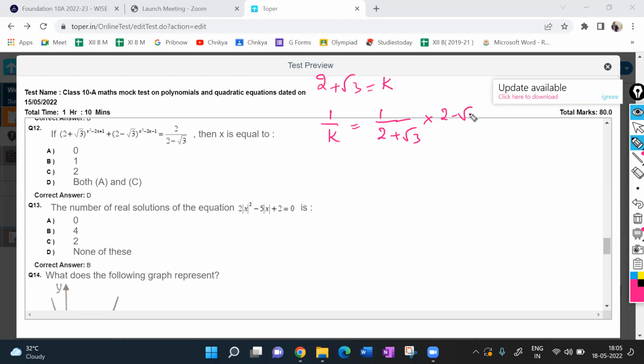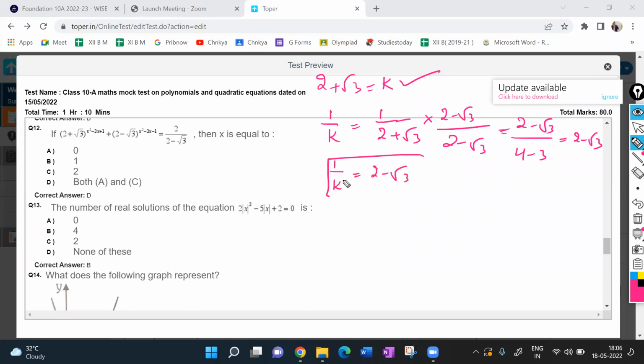Rationalization, how do you rationalize this? This is how I rationalize. So how do you get this? 2 minus root 3 divided by a minus b into a plus b, 4 minus 3, so 2 minus root 3. So understood my point here. So this is k, 1 by k is what? This is k, this is 1 by k. Understood my point? Now you just substitute, that's it.